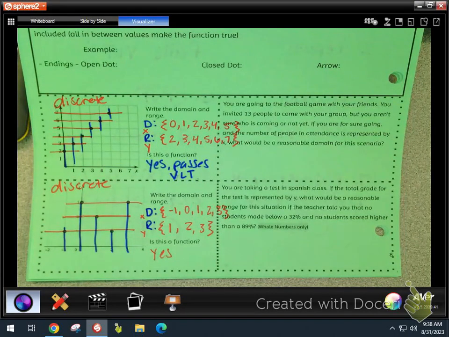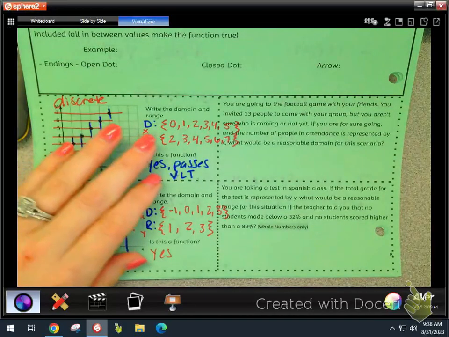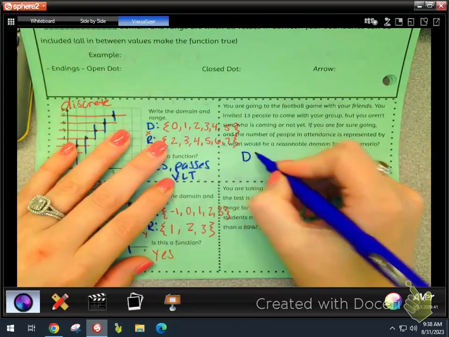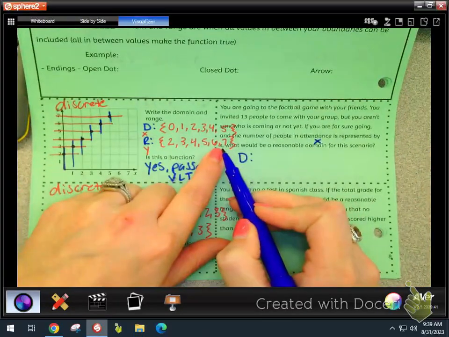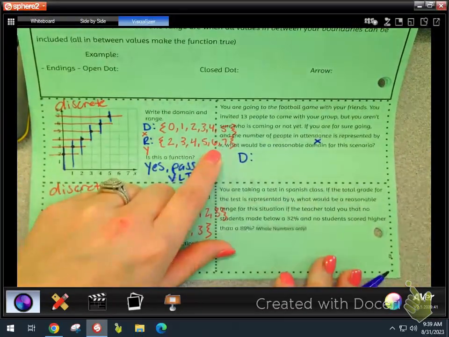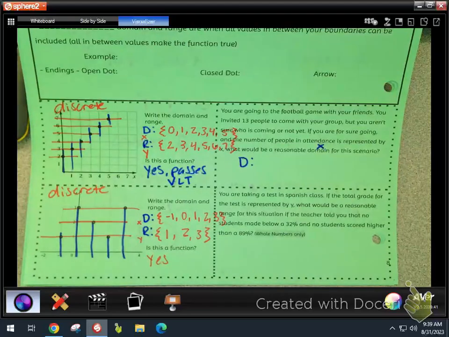Okay, so we're talking about domain, which means we're talking about what values? What always goes with domain? X. And they told us the number of people is represented by X. Okay, so we are going to list how many possible people can come to the football game with our group. Does that make sense? I know that from the problem. That's what it tells me. Now, I know I'm for sure going.